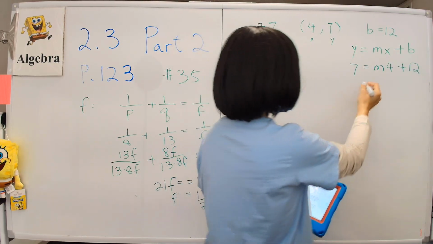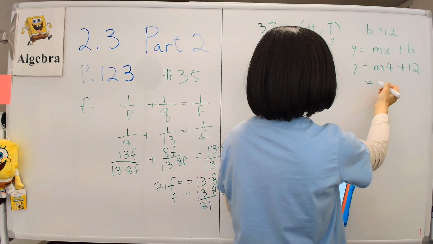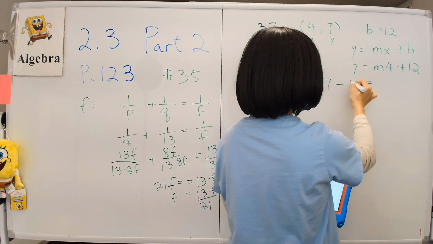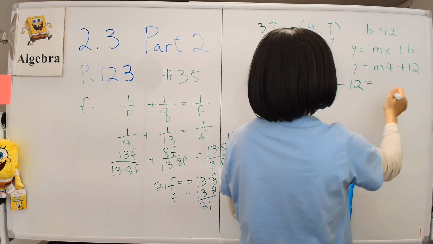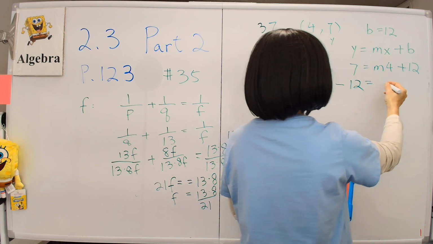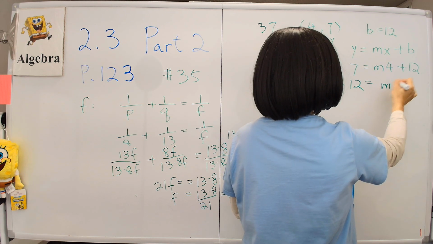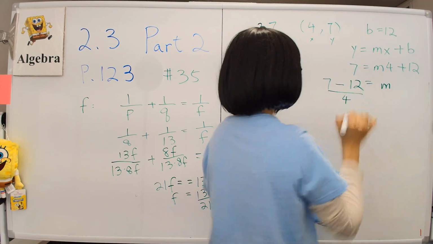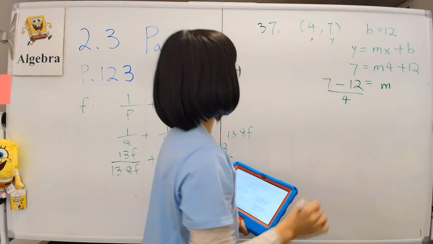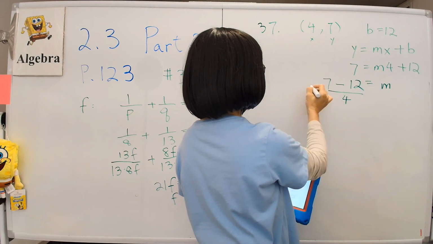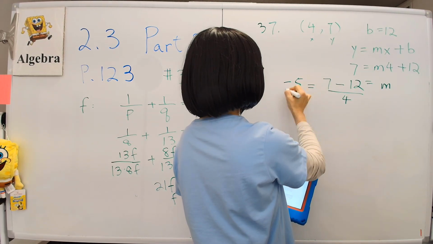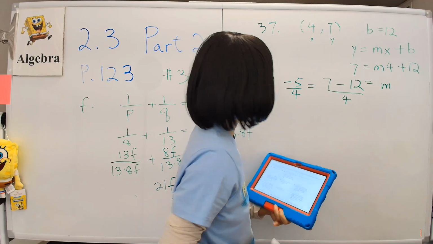And at this point, we will be able to solve this. Let's push the 12 over to this side, so it becomes 7 minus 12, because there's a plus over there and moving it over makes it negative. Then m times 4, we'll push the 4 down and do the division. That will be equal to 7 minus 12, which is negative 5, divided by 4, and that should be our answer for m.